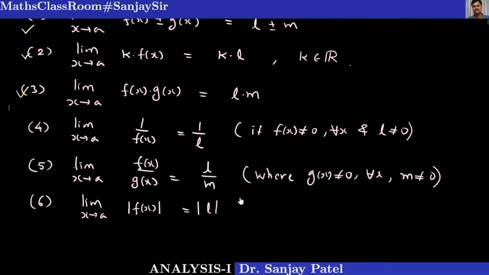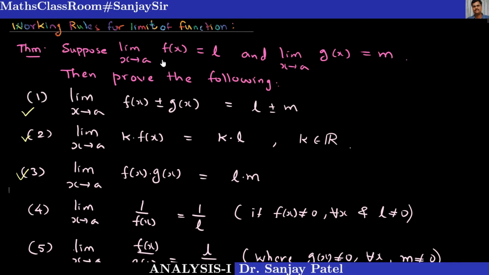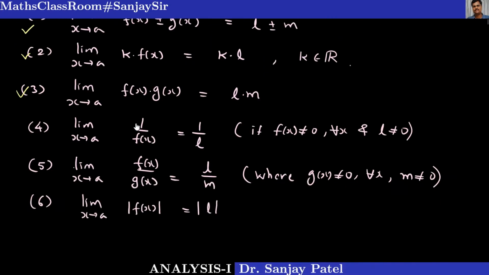So first, I am going to prove that limit x tends to a 1 upon f of x is equal to 1 upon L. Remember that we are given limit as x tends to a f(x) is equal to L. And in this special result, number 4, it is required that f(x) is non-zero in order to define 1 upon f(x), the reciprocal function. And also, the limit L must be non-zero in order to take the reciprocal of the limit L. So these two things are also given. So let us start the proof and then we'll prove the remaining two.